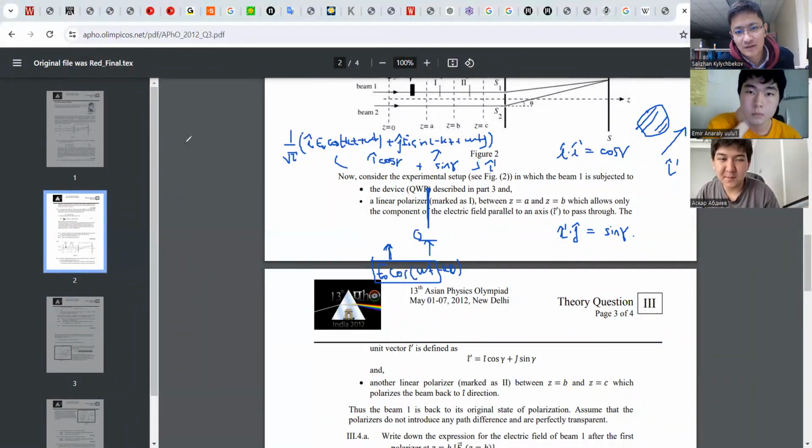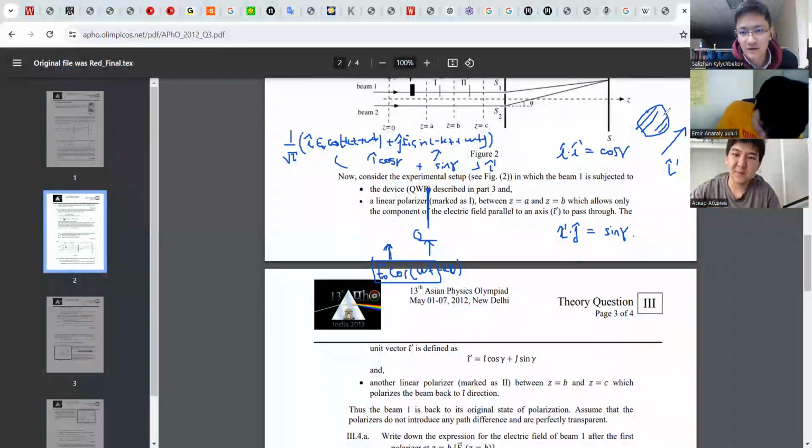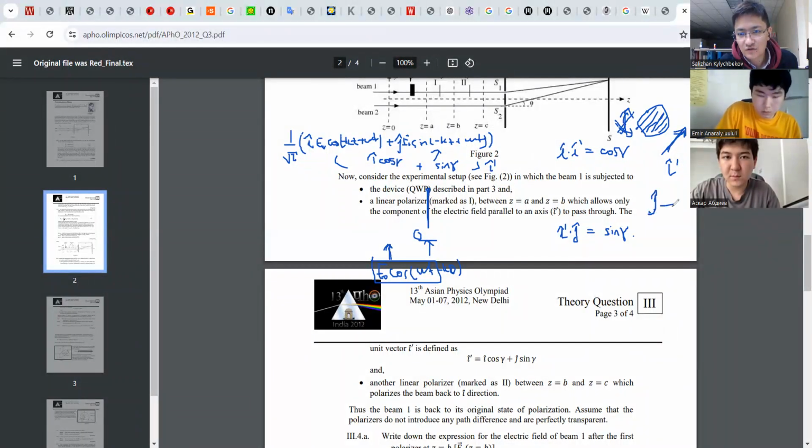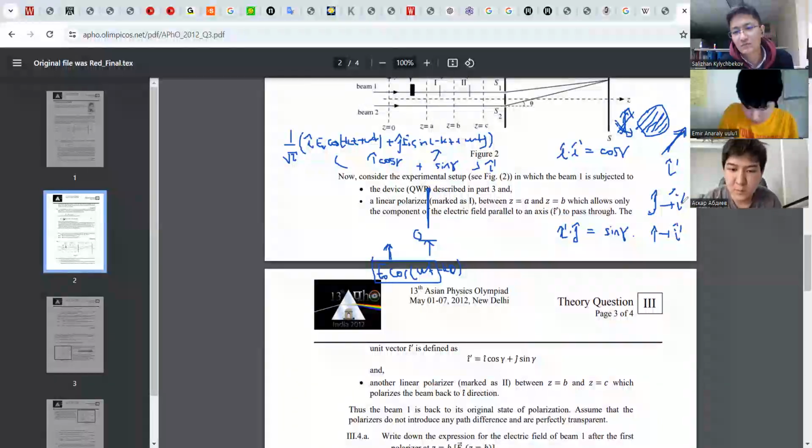So even without knowing that, you can still solve it as I mentioned. The only thing you have to know is you have a linear polarizer like this. If you have any polarization, it will leave like this, along I prime. That means what comes in with j also turns into I prime, and what comes in with I also turns into I prime. You need to know this.